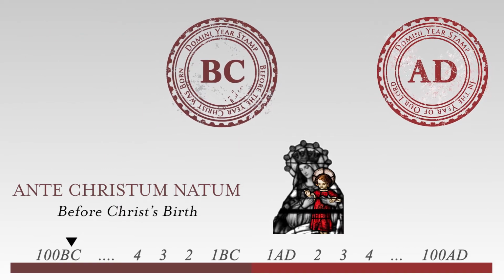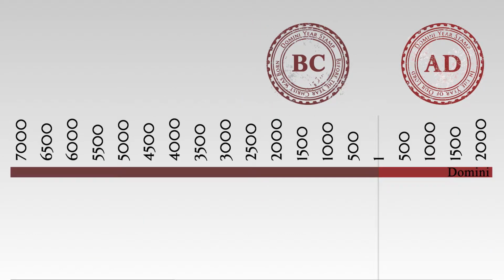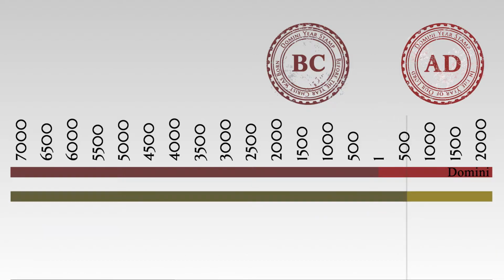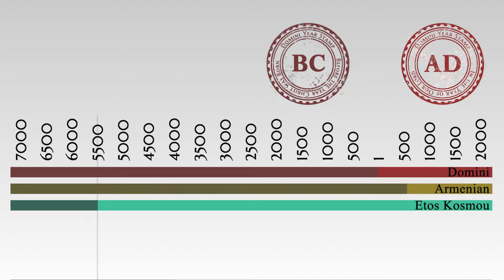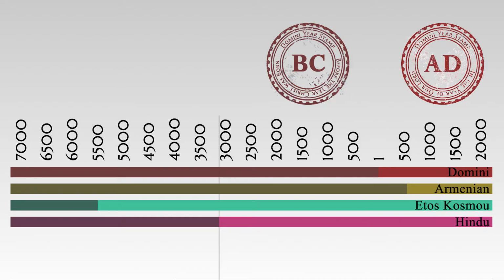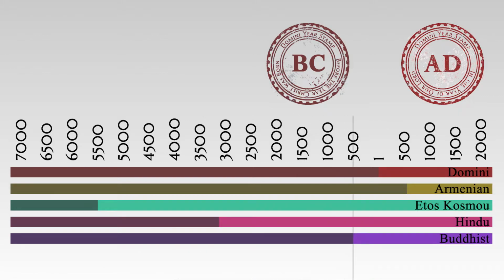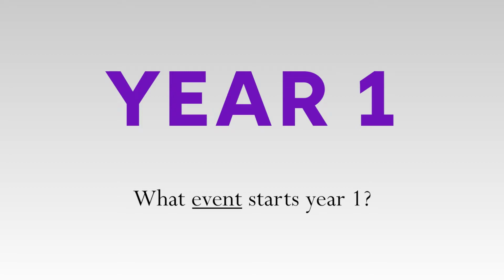It's important to know that the Anno Domini year stamp was not the only numbering system in circulation. The Armenian calendar starts year 1 in 552 AD. The Etos Kosmou, or Byzantine calendar, starts year 1 in 5509 BC. The Hindu calendar starts their year 1 in 3103 BC. The Buddhist era starts their year 1 in 544 BC. The Masons start their year 1 in 4000 BC, and the list can keep on going. The point is that throughout history, the start of a dating structure was an agreed upon event.